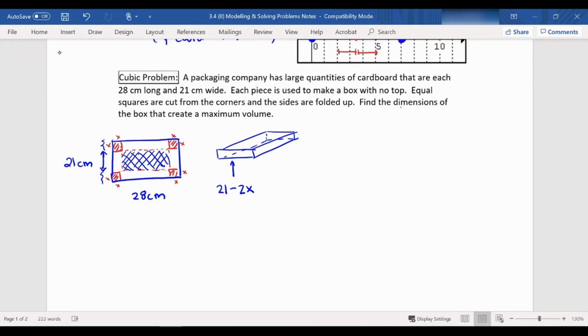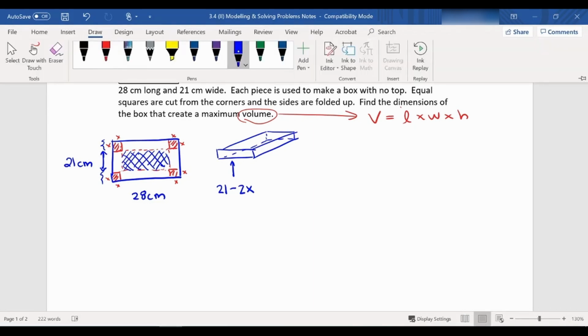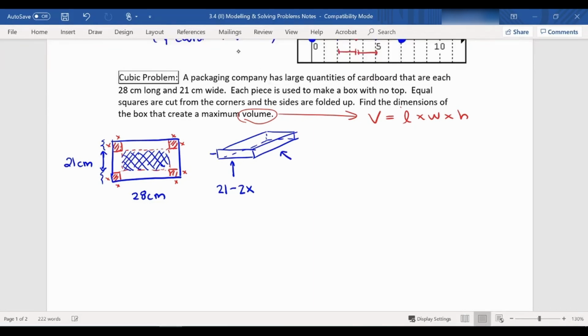The question is asking us to find the dimensions of the box that create a maximum volume. So we are being asked about the volume of a box. Well, I know that volume of a box that looks like this, a rectangular prism, is length times width times height. Well, I can't maximize that volume if I don't know the length, the width, and the height of the box. So we've got a new width here already. It would be 21 minus 2x. We also need to know what the new length is and what would the height be.